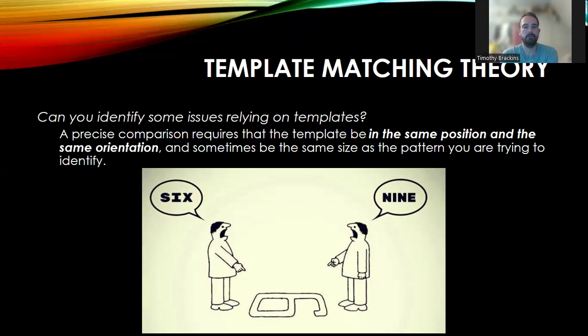So this is one major flaw with template matching theory, is it's very rigid, and it demands that all of these templates that we have stored, that the objects we're looking at in our environment match that specifically, and any changes in orientation or size or position will disrupt this process.